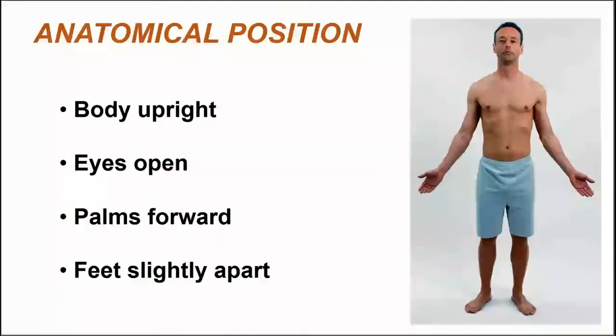In order to give us an initial reference point so that we may give direction to the body, we have to have a standardized position. Regardless of whether the person we're referring to is sitting down or lying down, we will describe their body parts as though they were in anatomical position. Anatomical position is our standardized reference point that we're going to use here.